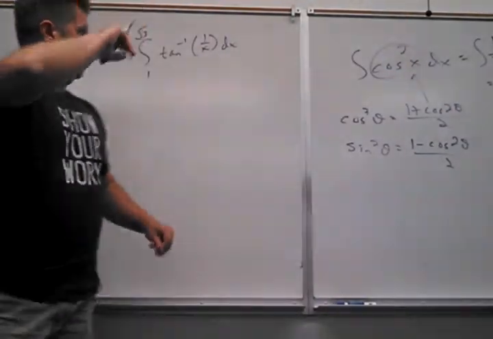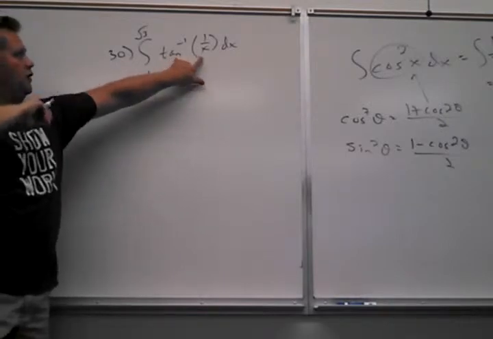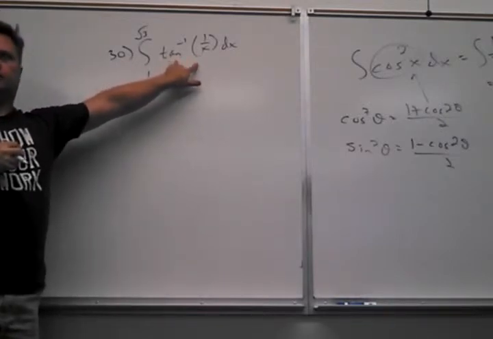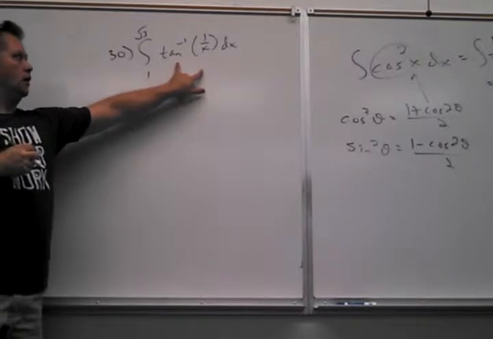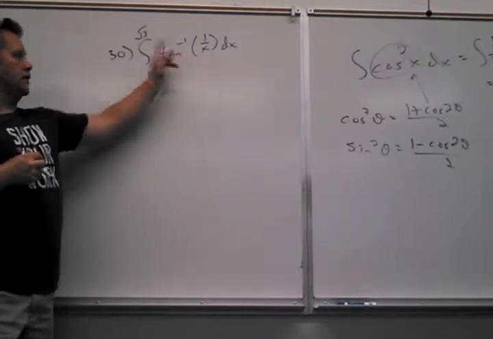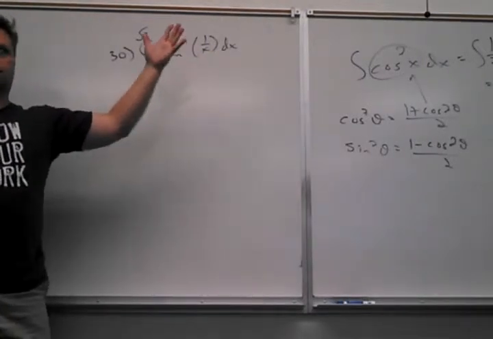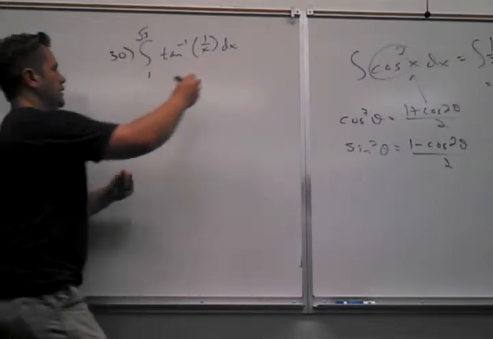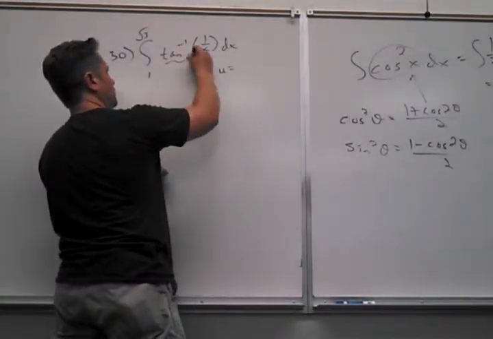So here, pretty much, I only have one function that I can play with for by parts, right? So I can't let dv be this, because then I'd be right back to the integral that I'm working with. So I've pretty much got my hands tied. I have to let u equal this piece.